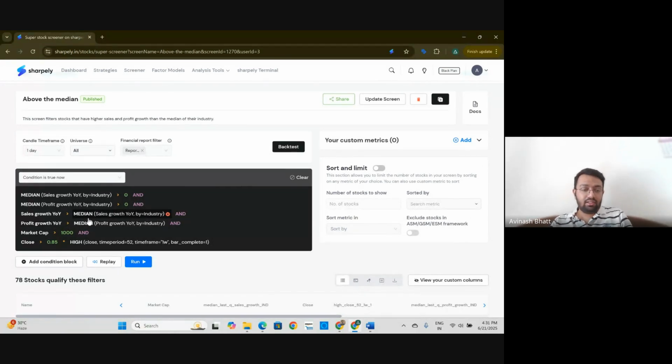And then what we are doing is we are comparing sales growth of the company with the median of the industry. So first of all, we have removed industries with negative growth, and then we are trying to filter out companies that are growing at a higher rate compared to median. Right. So sales growth year on year should be greater than median sales growth of the industry. And again, profit growth year on year should also be greater than the median of the profit growth of the industry. So with these two conditions, we are focusing on companies that are growing at a faster rate compared to the industry, basically.